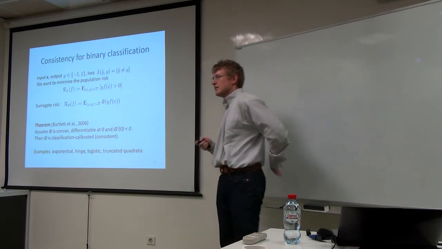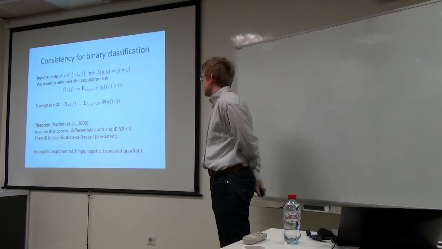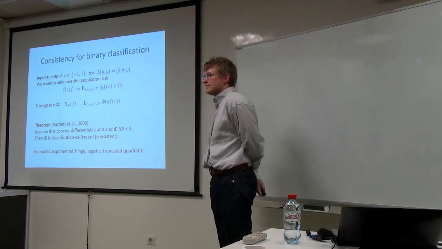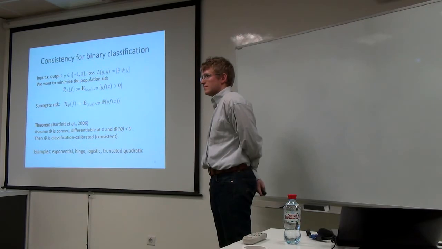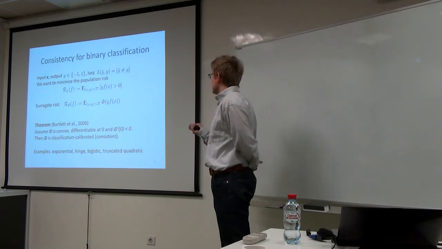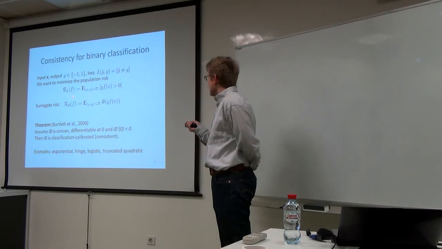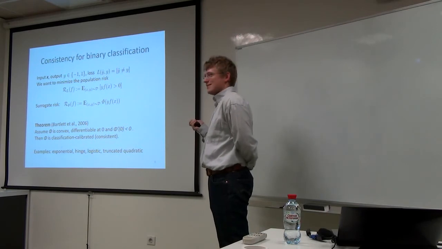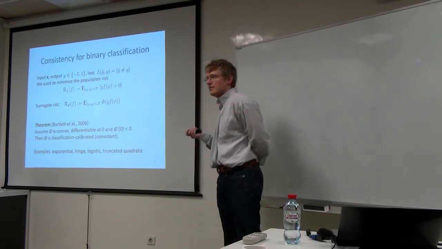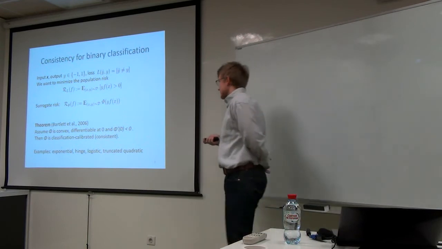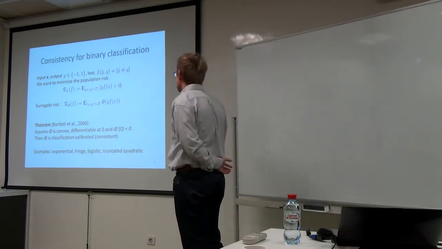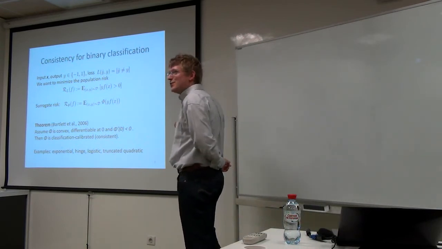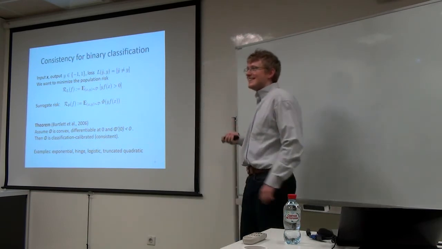So what is the statement of the theorem? Is it that the minimum of the first function equals the minimum of the second function? No. Basically, if you are at a minimum of the surrogate risk, then you are at the minimum of this one. Okay, there's an implication. Nothing is said about the uniqueness of those minimums.